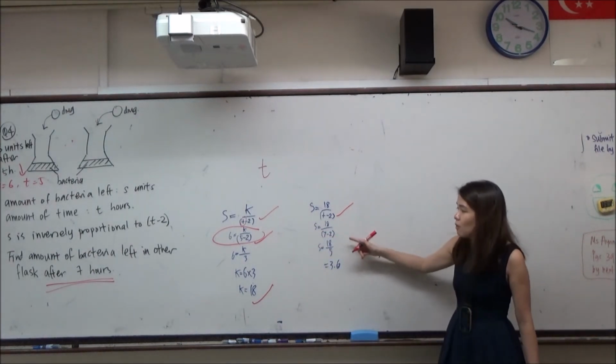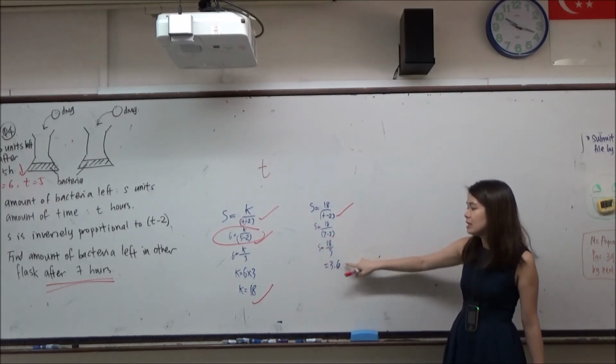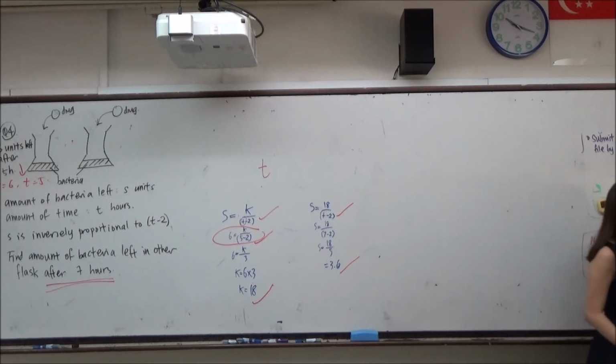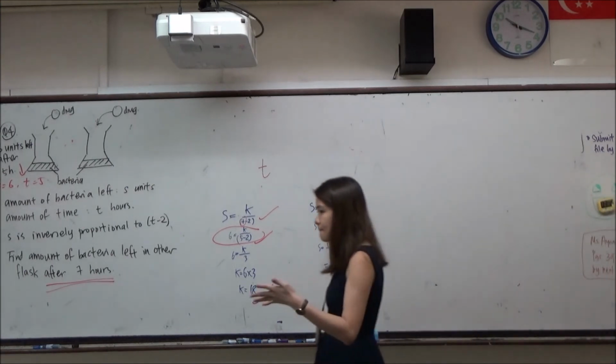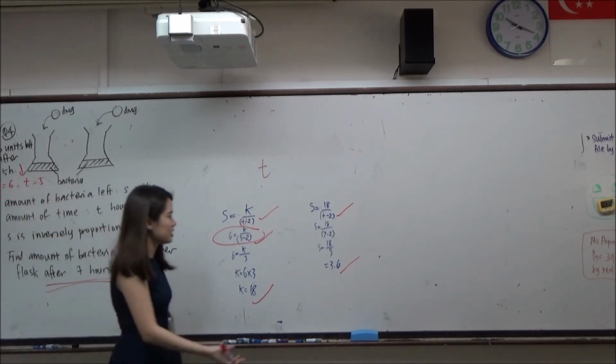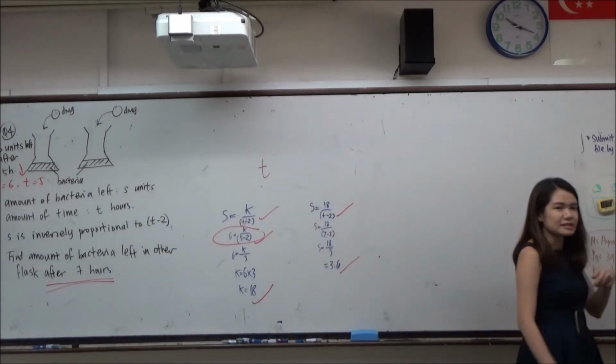Then after that, we put in t is equals to 7. And we get that s is equals to 3.6. Right? We all get the same answer. Anybody getting a different value? Yes. Oh, sorry, I thought you meant 7 minus 2 pi. Yeah, I just misunderstood. Okay, so s is equals to 3.6.